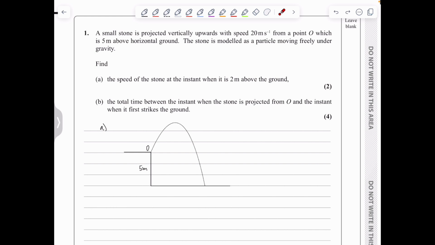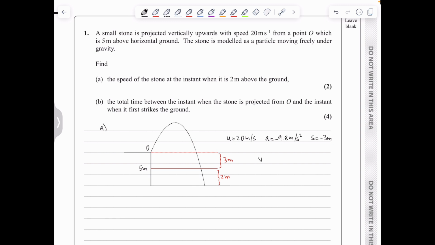So the launching point is 5 meters above ground. We are trying to find the speed when we are 2 meters above ground. So when we are exactly 2 meters above ground, which means 3 meters below the launching point, we know that u, the initial speed, is 20 meters per second. We've got the acceleration to be minus 9.8 meters per second squared because gravity is fighting motion, and we've got the displacement to be negative 3 meters because we are 3 meters below the launching point.